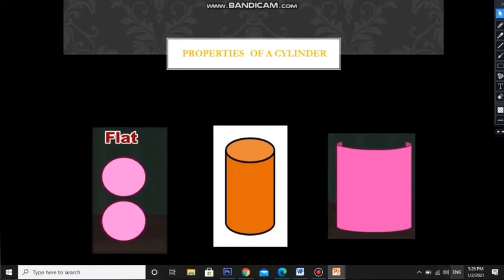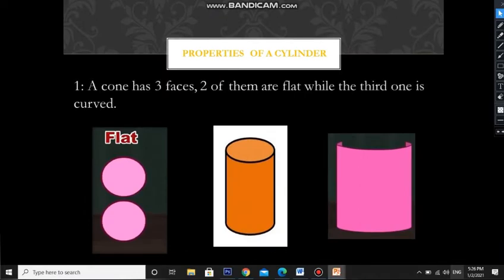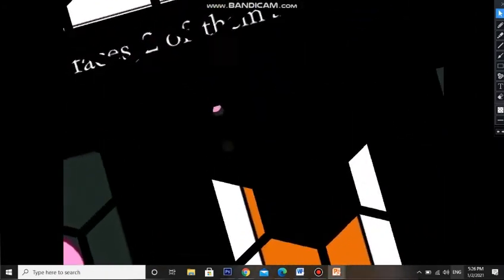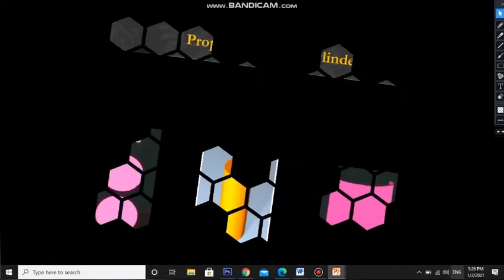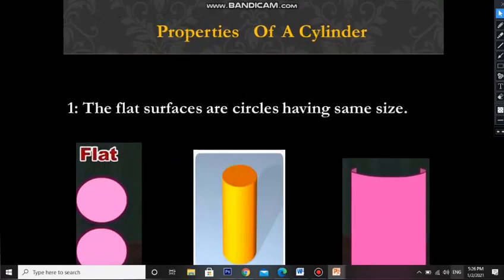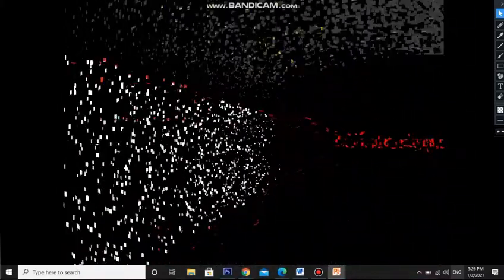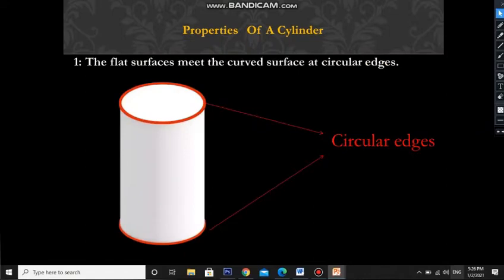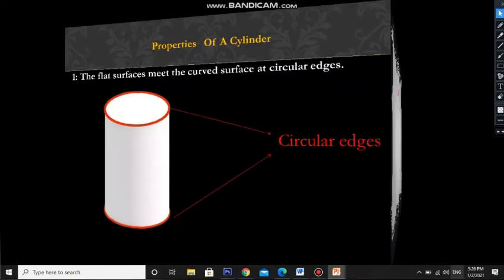Now I want to speak about the properties of a cylinder. First, a cylinder has three faces. Two of them are flat while the third one is curved. Second, the flat surfaces are circular, having the same size. Third, the flat surface meets the curved surface at circular edges.